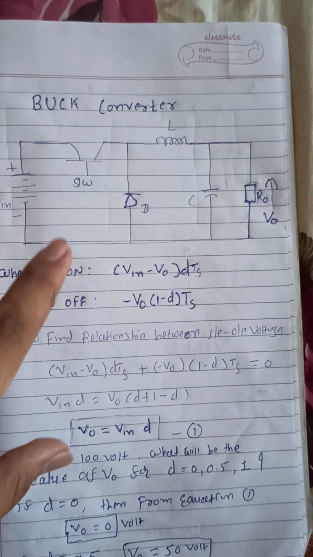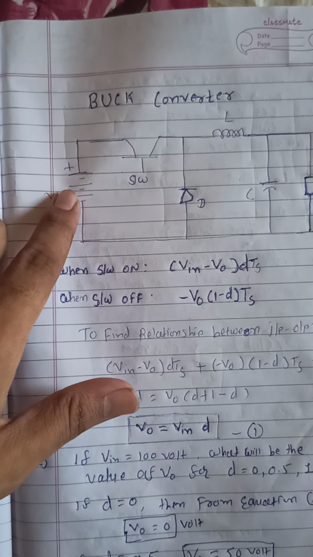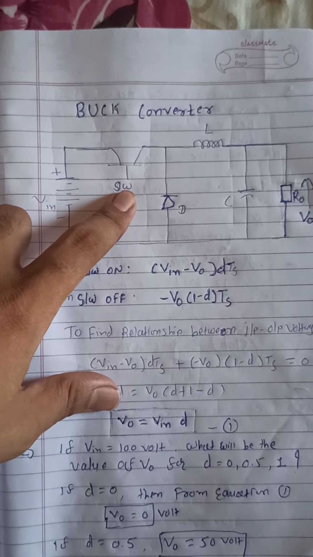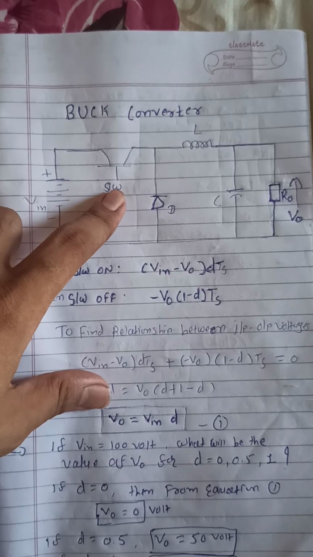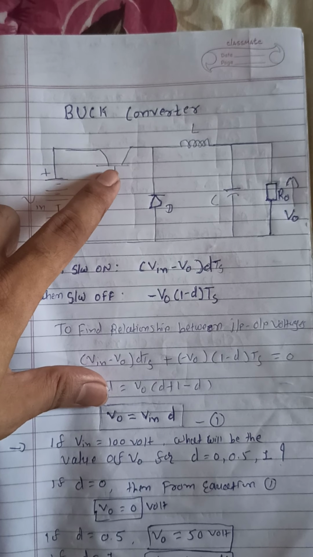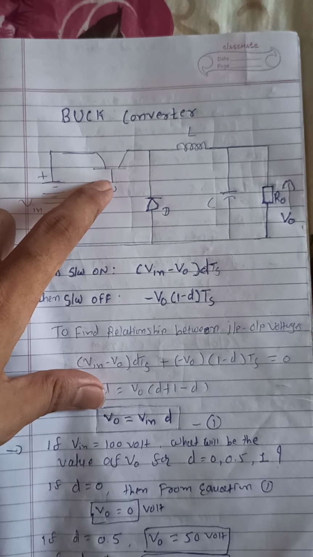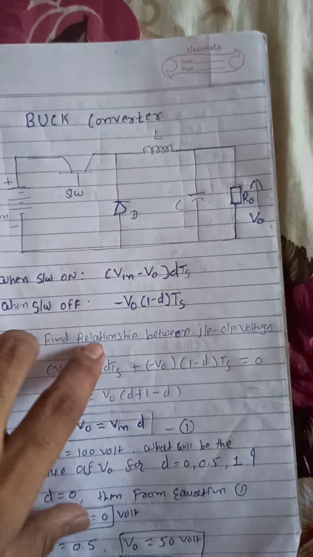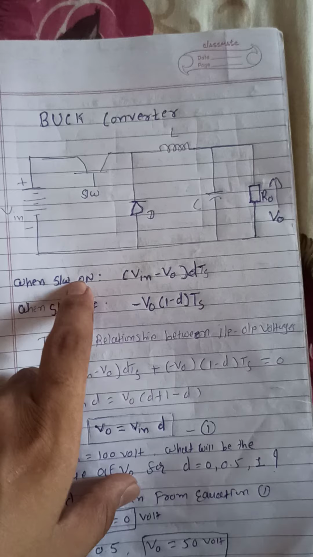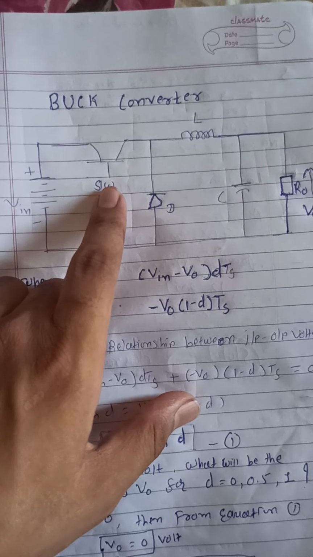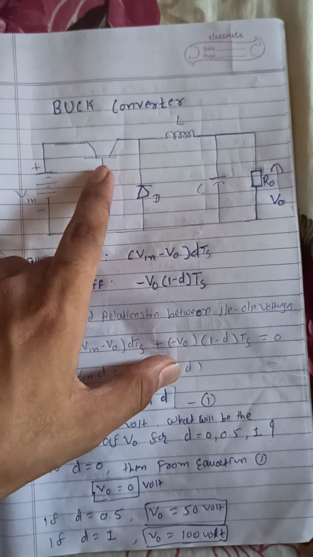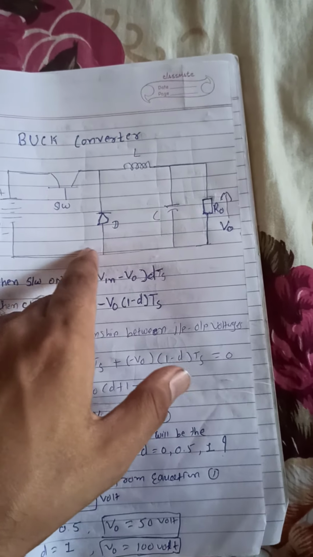Okay, so let's see how it converts. This is your supply voltage, input voltage, and the switch. This switch may be IGBT, MOSFET, BJT, GTO, or any self-commutating switch. So when I give the gate pulse to this switch, the switch turns on and current will flow in this direction.